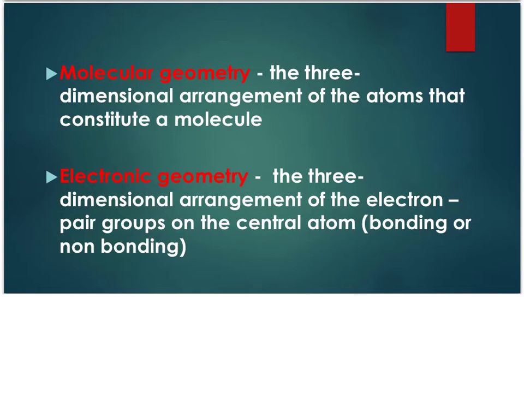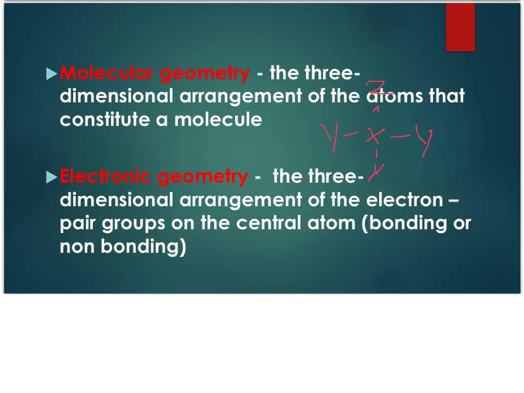Molecular geometry, and I kind of hinted to that already, is the three-dimensional arrangement of the atoms that make up a molecule. So how are these atoms arranged around the central atom? So we have our central atom, whatever it is, and we have Y. How will these two be arranged around our central atom X? What if we had another Y? How will that be arranged? Let's suppose we had Z. How will that be arranged around our central atom?